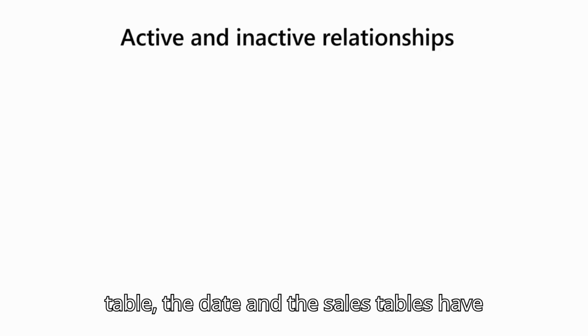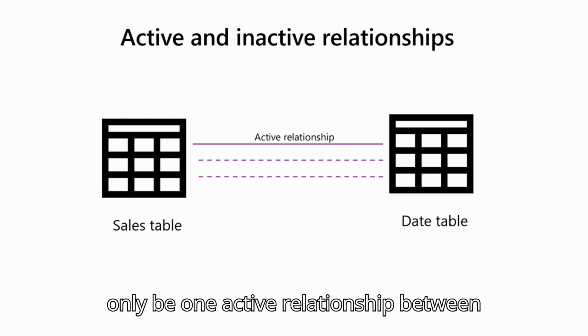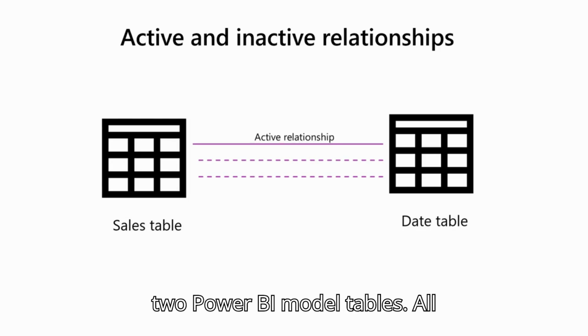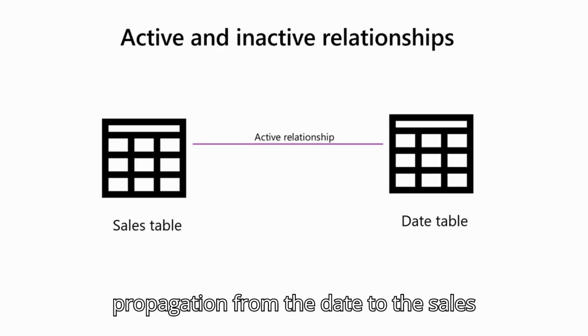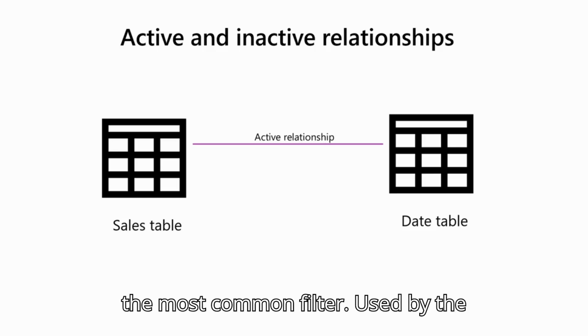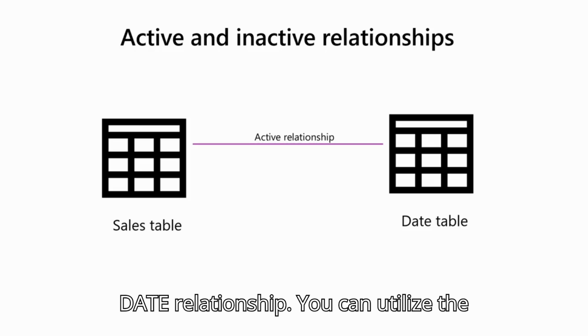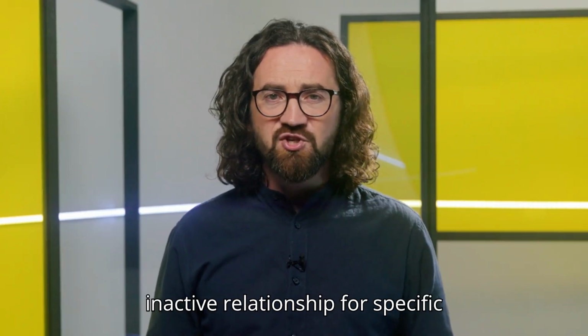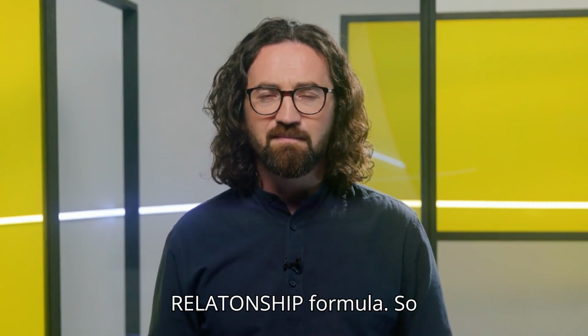In the AdventureWorks table, the date and the sales tables have 3 relationships. However, there can only be 1 active relationship between 2 Power BI model tables. All remaining relationships must be set to inactive. A single active relationship means there is a default filter propagation from the date to the sales table. The active relationship is set to the most common filter used by the company's reports, which is the order date relationship. You can utilize the inactive relationship for specific analytical needs using the DAX useRelationship formula.